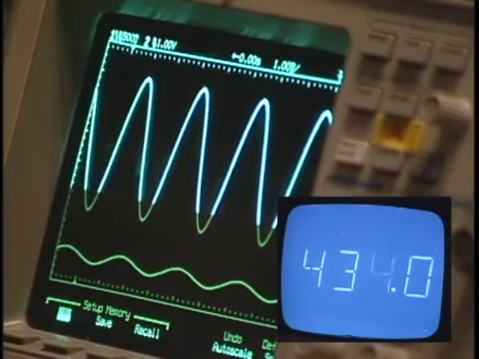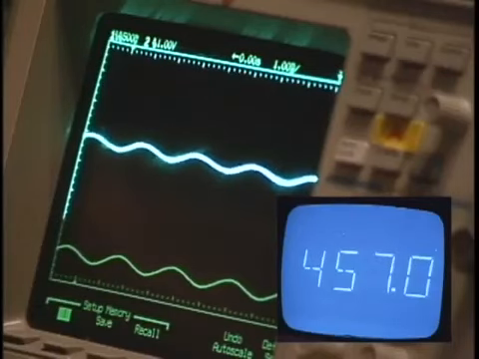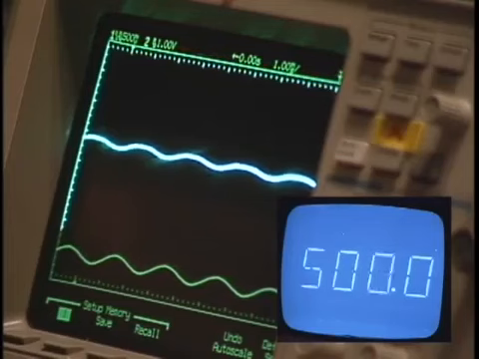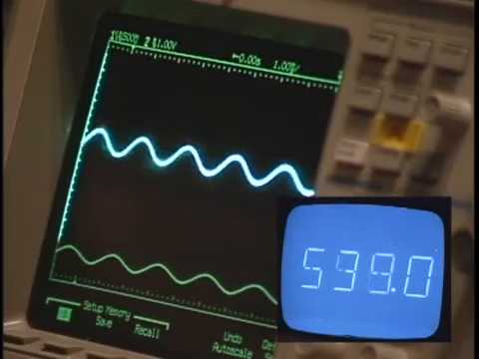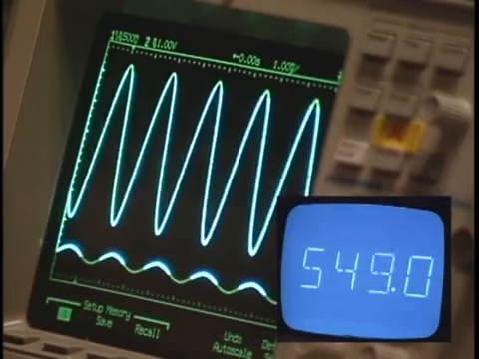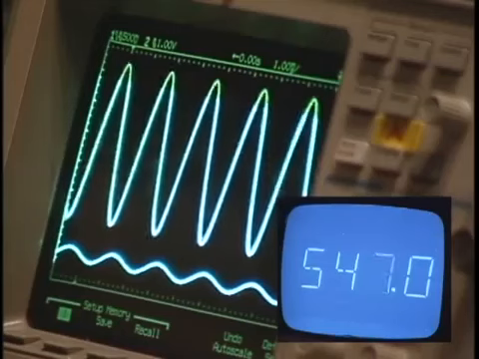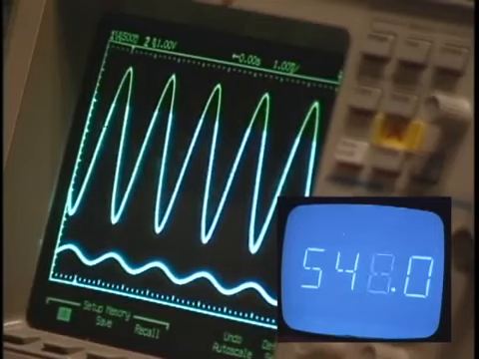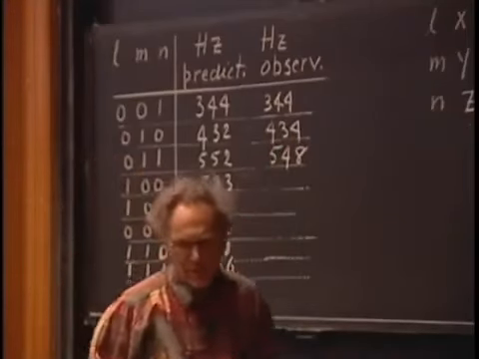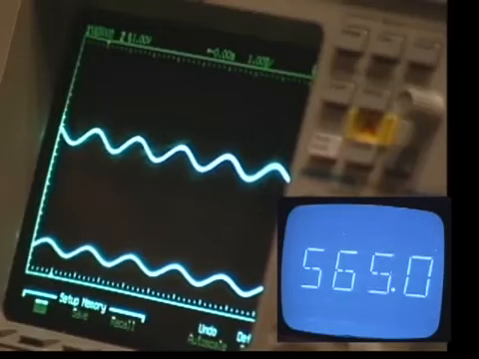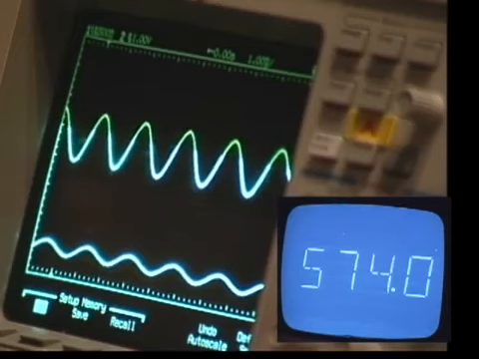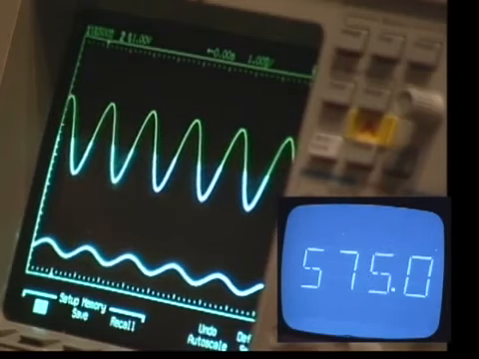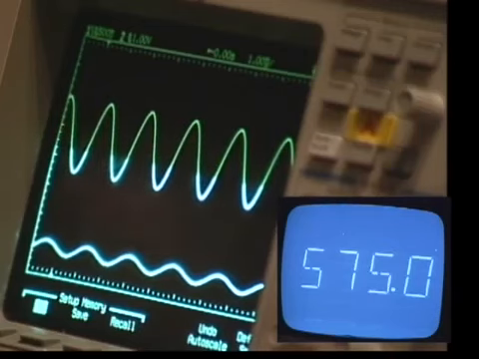434. Less than 0.5% off. The next one, we have 552. 548, less than 1% off. The next one. 575.